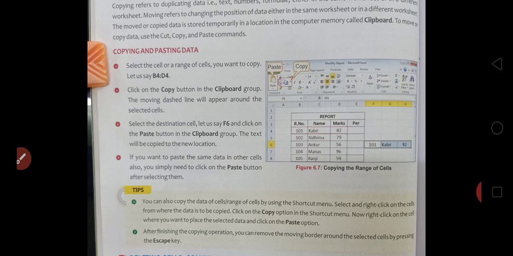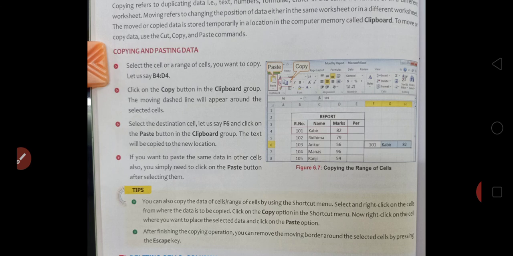So you can see, children, 101, Kabir, 82, the values of these three cells get copied to another place, F6, G6 and H6. So here we can see that the values get copied. Now children, there are some other tips also. If you want to paste the same data in another cell also, you simply need to click on the Paste button after selecting it. So you can paste any time at any place when you have copied a text.